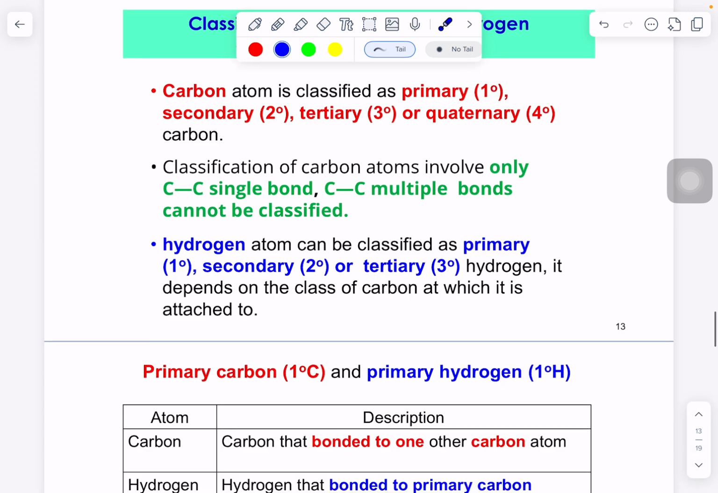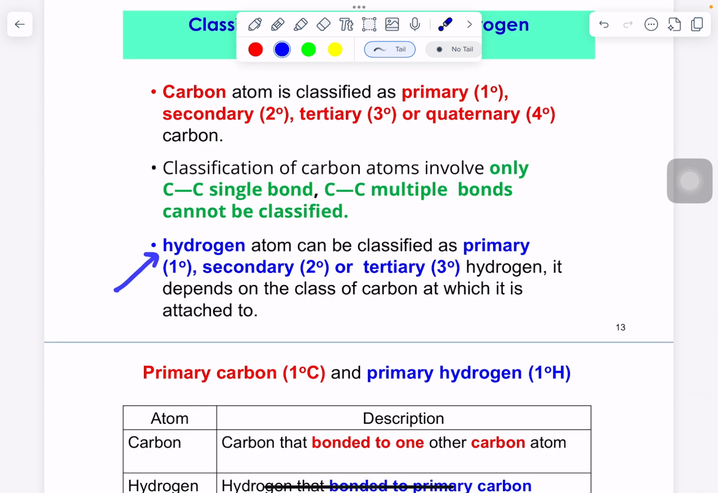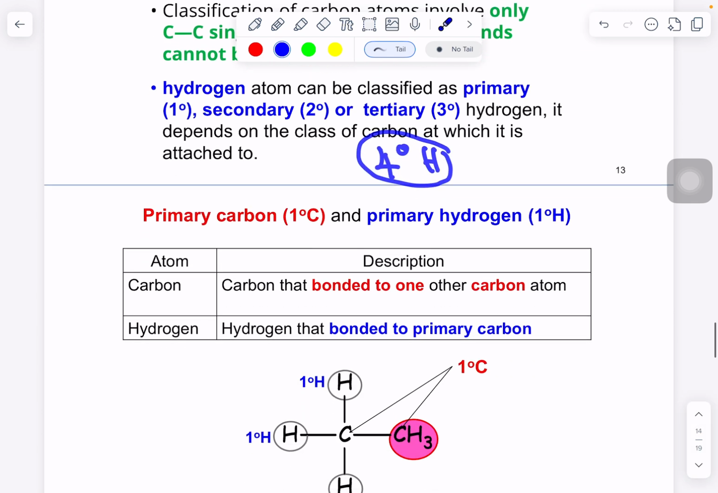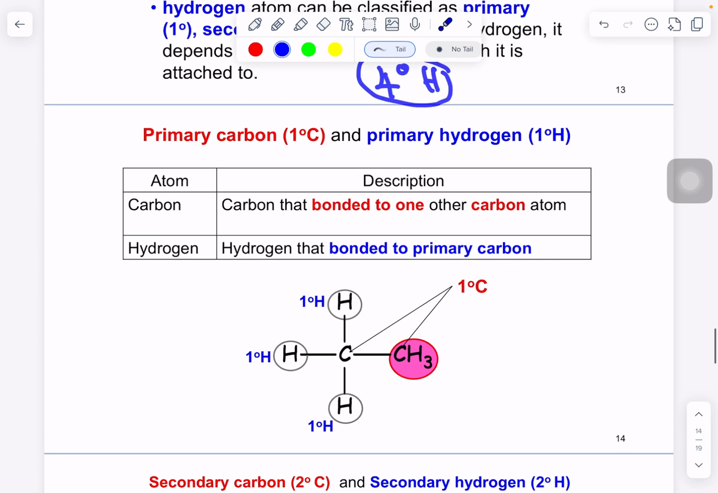Now for hydrogens, it depends on the carbon class. So hydrogen you can classify into primary, secondary and tertiary hydrogen only. It's not exist, quaternary hydrogen. Tak wujud, tak ada, sebab carbon bila dah jadi quaternary carbon dia tak ada hydrogen dah. Now, so there are two classes: first is carbon and hydrogen.